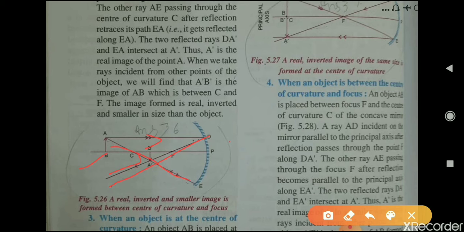center of curvature reflects back through the center of curvature, and they both meet at this point somewhere between the focus and the center of curvature. So this is the point where they meet. So this is the image of the object AB, and you can see from the diagram that the image formed is real, as it can be obtained on the screen, and it is inverted. You can see here B dash A dash, and it is smaller in size than the object AB.